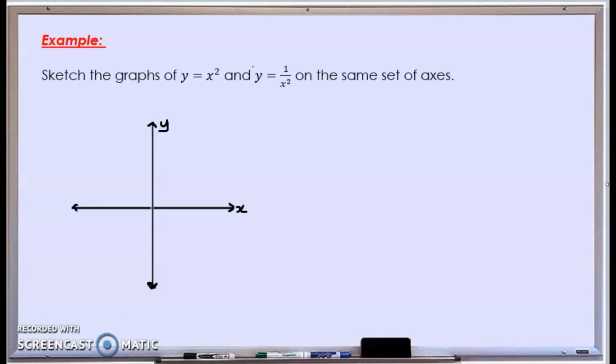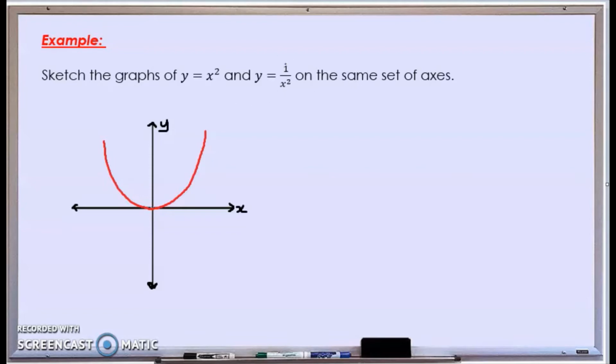We're being asked to sketch two graphs that we actually already know on the same set of axes. Now, we know that a parabola looks something like this, and we're going to sketch the reciprocal graph of that parabola. So let's have a look at what that might look like. I'm just going to get rid of that horrible little bit there. So with our blue graph, we're going to sketch the reciprocal.